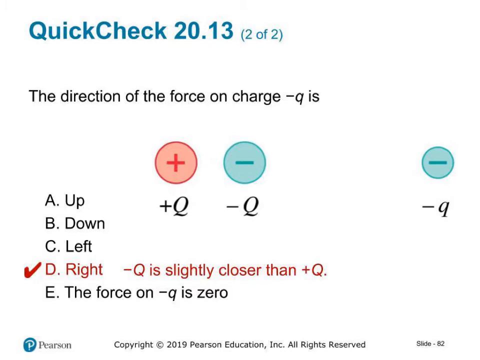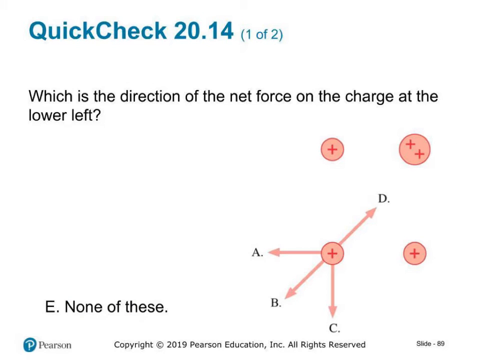Yay, we did it. All right, this question looks a little bit confusing because all the answer choices are in the diagram, besides none of these. But anyway, which is the direction of the net force on the charge at the lower left? Okay, so the force diagram is not actually already there. Those are all answer choices. We've got to draw the force diagram ourselves. We're going to do that in blue.